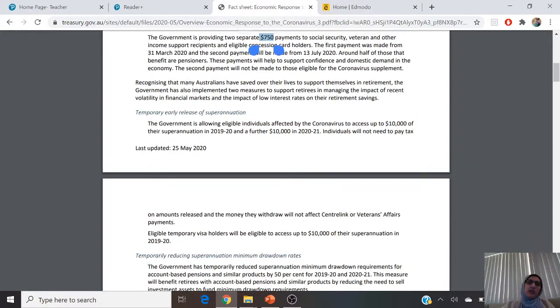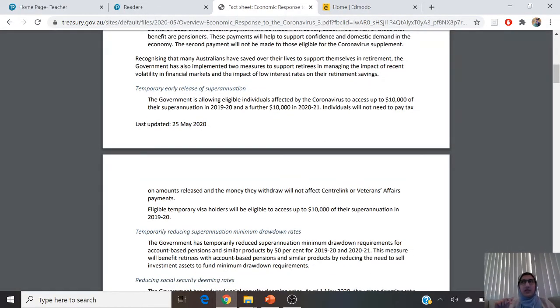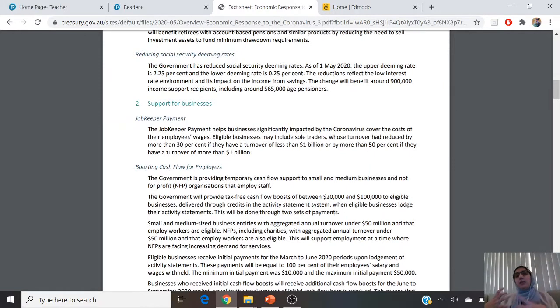Then there's temporary superannuation as well. People could actually take out their superannuation, which I think was the first time in history in Australia that people were able to do that. That's if they've had a pay cut. If you haven't had a pay cut, you weren't allowed to take it out.